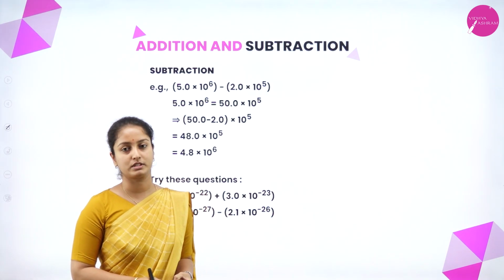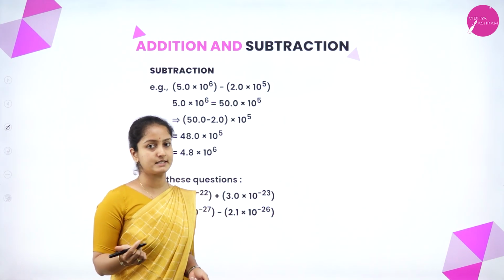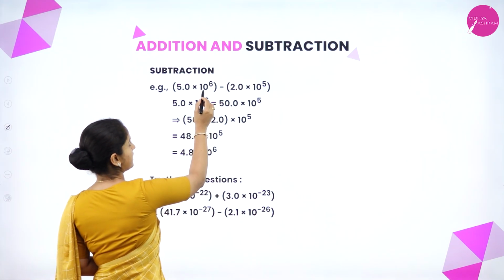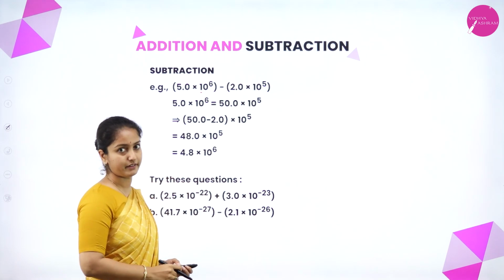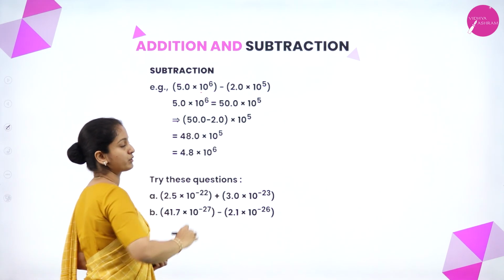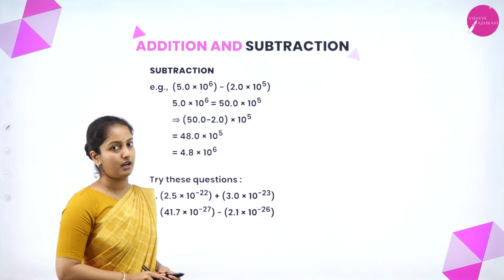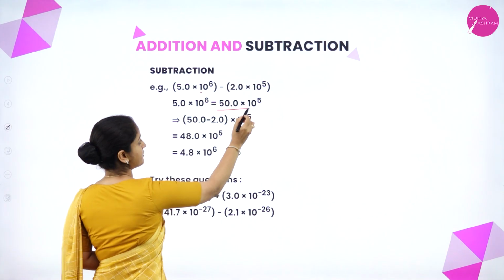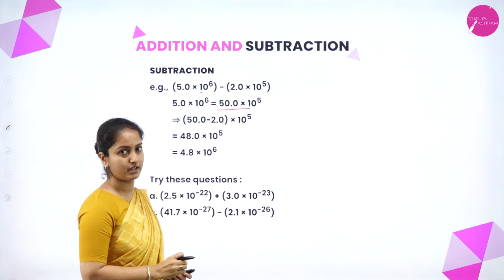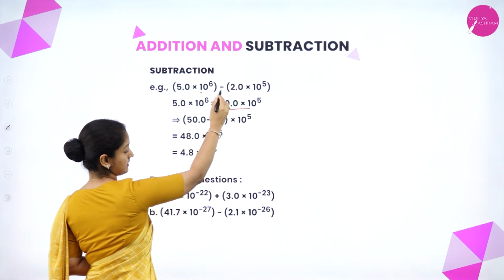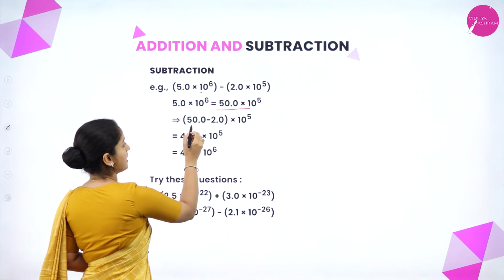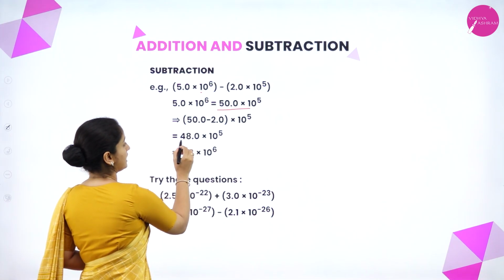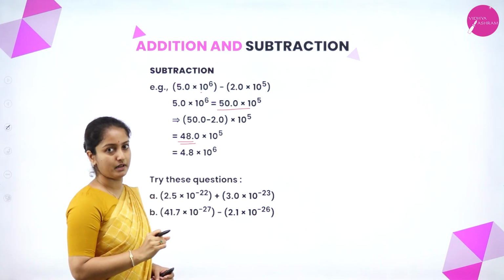Now we shall see how to subtract based on the rule. The rule says again, make the powers equal first. Here you can observe it is 10 power 6 here and 10 power 5 there. Now I'll consider this 5.0 into 10 power 6 and convert it to 10 power 5 to make it equal to this number. So it is 50.0 into 10 power 5. Now I am shifting the decimal towards the right. Upon subtracting 50.0 minus 2.0, you get 48.0 into 10 power 5.